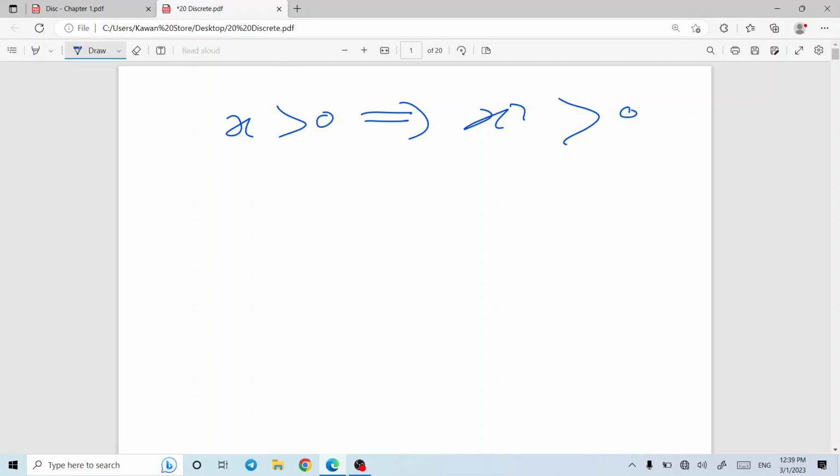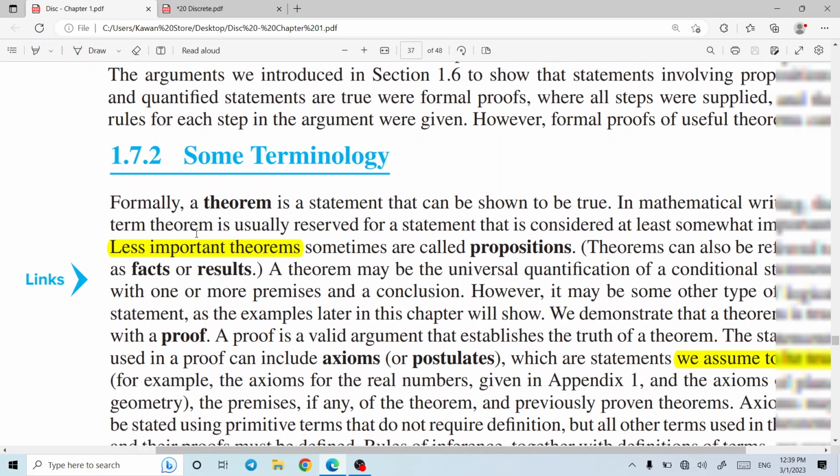Why theorem? Because 100% that one is true. If you try to solve it, you will get the tautology at the end. So that one's called theorem. Understood? There is no way to be wrong. Something less than that one is called what? It's called proposition. You can see from here a little bit less important.